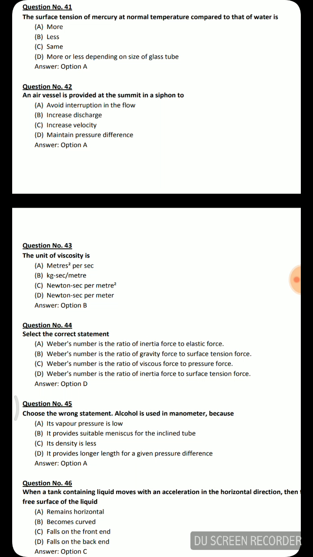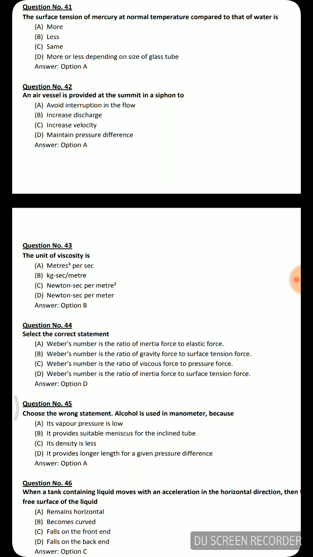See, all these numbers, Froude number, Weber's number, Euler's number, you have to learn, and you also have to learn the ratios, whether it is the ratio of inertia to elastic, inertia to surface tension, or inertia to pressure force. But in this case the correct answer is Weber's number is the ratio of inertia force to the surface tension force.